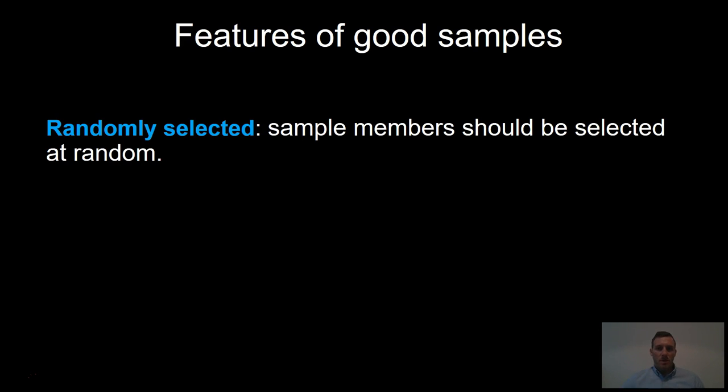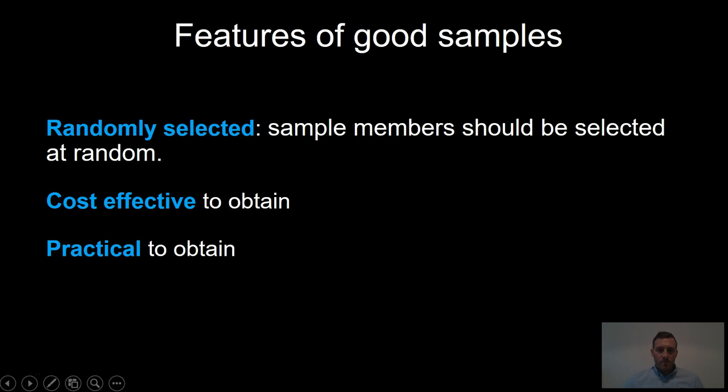Some more features of good samples. The sample members should be selected at random, for example, by assigning numbers to a list of students' names and using a random number generator to select random numbers. The sample needs to be selected in such a way that it's cost effective. The sample needs to be practical to obtain. This has become easy with the rise of the internet and computer storage. Historically, data was a lot harder to obtain.